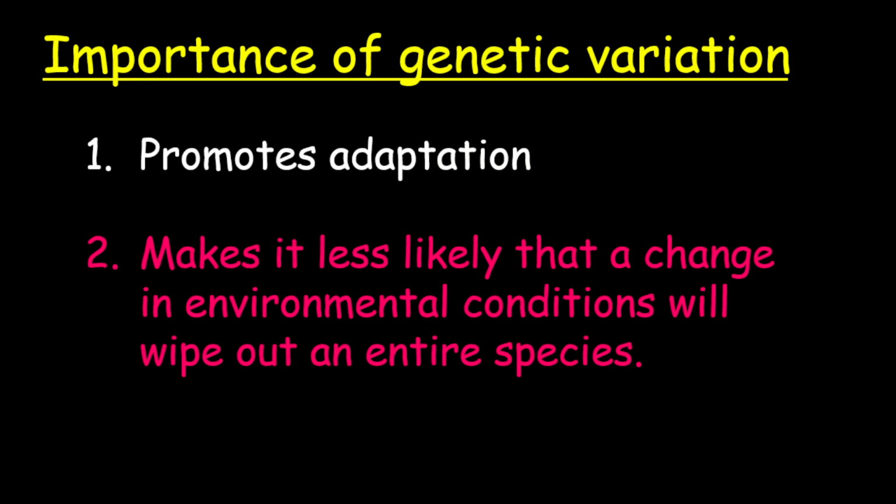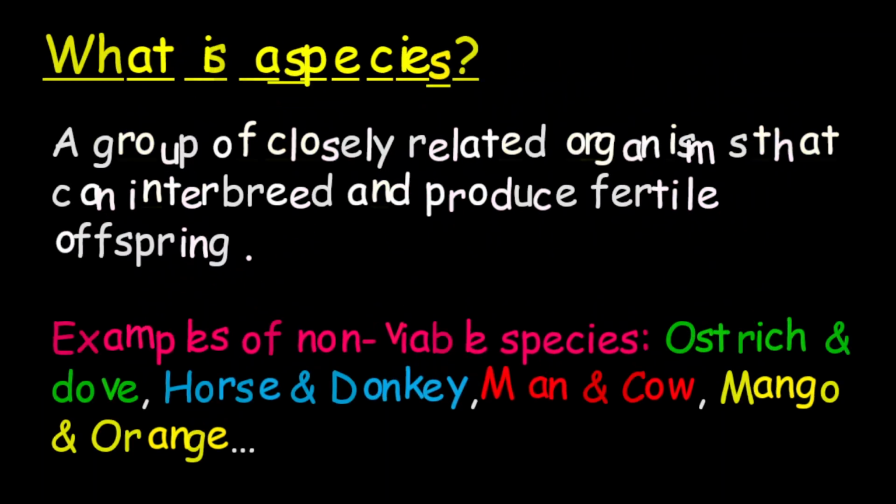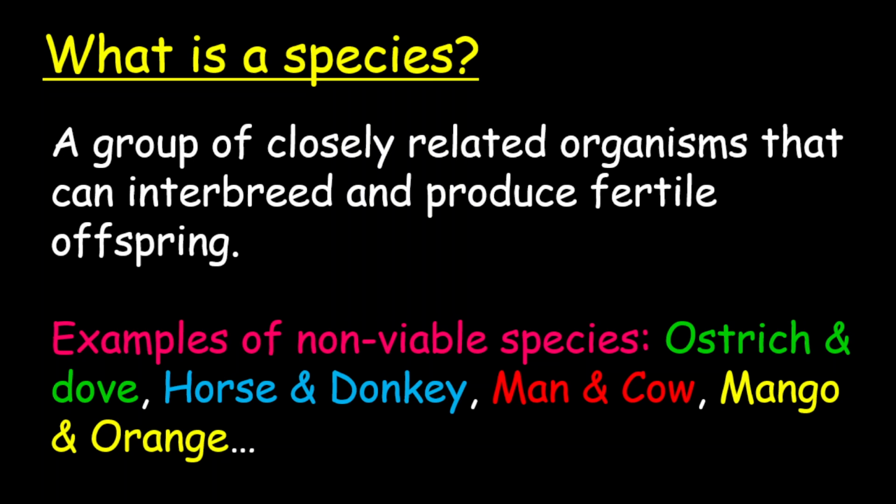The next thing on the list that we're going to look at now is: what is a species? A species is a group of closely related organisms that can interbreed and produce fertile offspring.